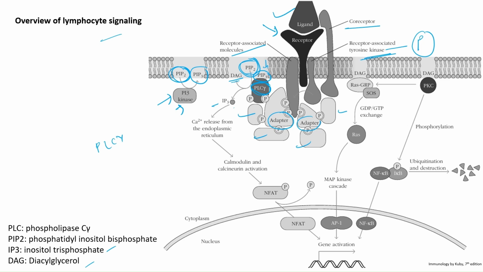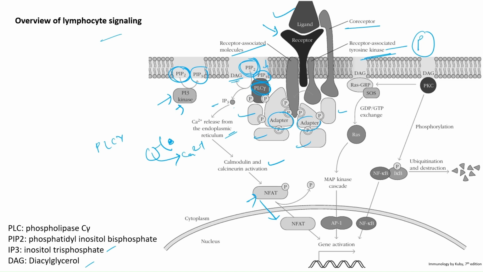What will IP3 do? IP3 will go to the endoplasmic reticulum, because the endoplasmic reticulum surface contains receptors for IP3. As soon as IP3 binds with the endoplasmic reticulum, it will release calcium. This calcium will then activate the calmodulin calcineurin complex. Once this complex gets activated, what will it do? It will remove the phosphorus from NFAT, which is already present in the phosphorylated form, and that's how NFAT becomes activated, crosses the nuclear membrane and enters inside the nucleus for the activation of the gene.